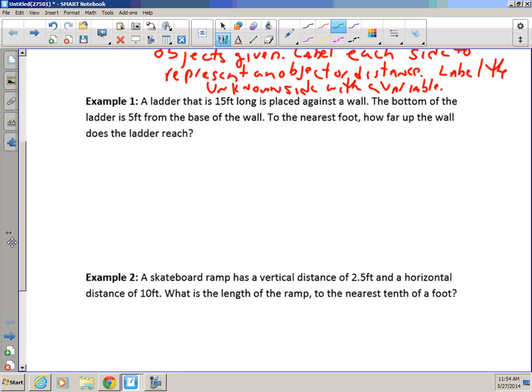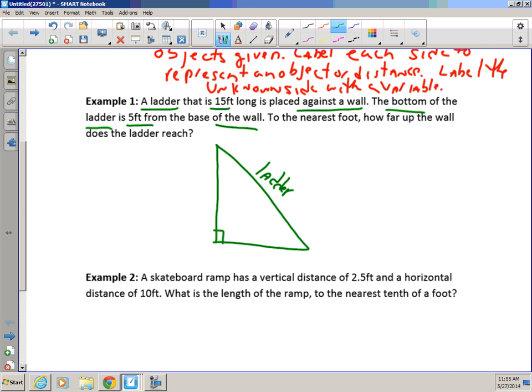So we have a ladder 15 feet long against a wall. Bottom of the ladder is 5 feet from the wall. How far up the wall does the ladder reach? So we draw a right triangle. Now we have to be very practical and logical here. A ladder is always going to be on an incline. So here's our ladder, and that's where the 15 goes. We have a wall, a building, a tree, a pole are the vertical sides.